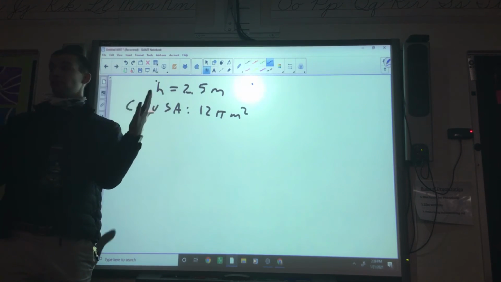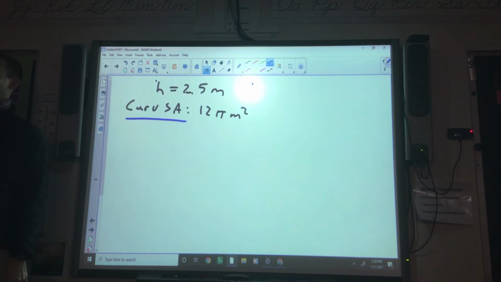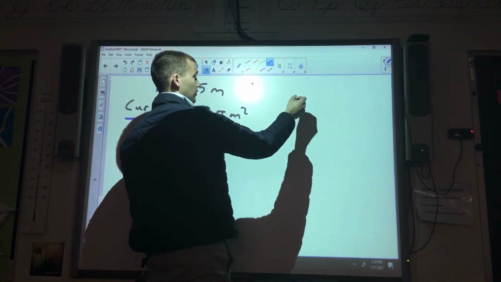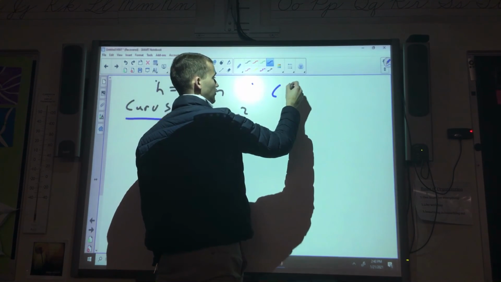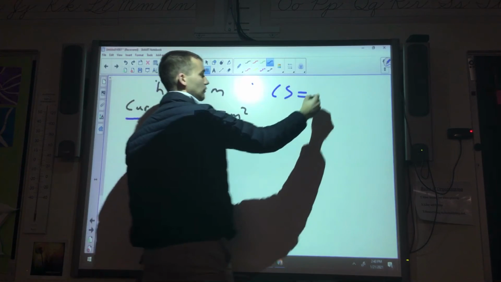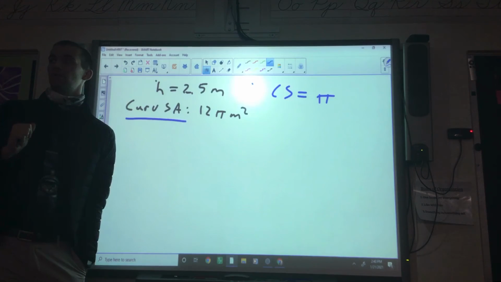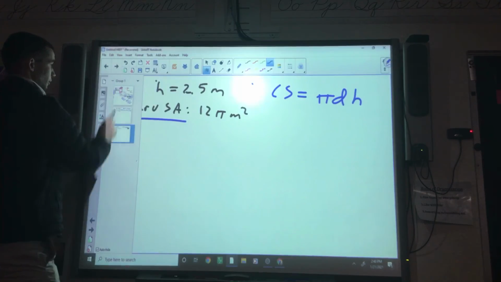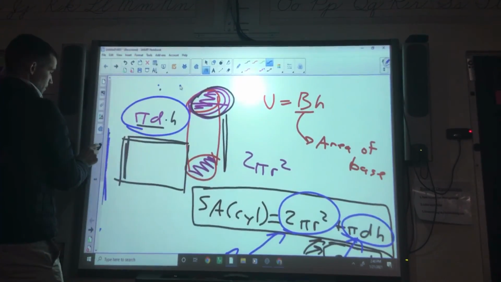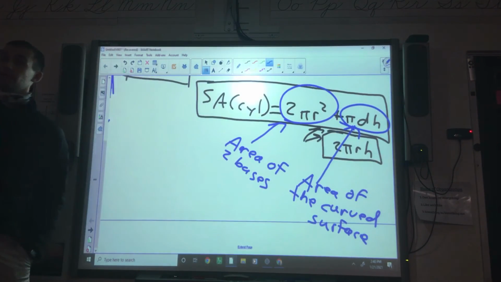Well, we know it's not going to be the full formula because we weren't given all the different parts. If we're given the curved surface, then we're going to have to use the curved surface with something. So let's start with that. What is the formula for the area of the curved surface? Curved surface, I'm just going to say CS, is pi dh. That's what we did when we wrote up right here. Area of the curved surface, pi dh. So that's what you're going to have to go back and look into.